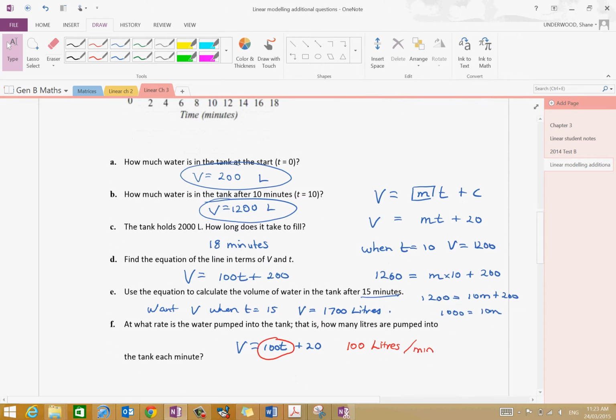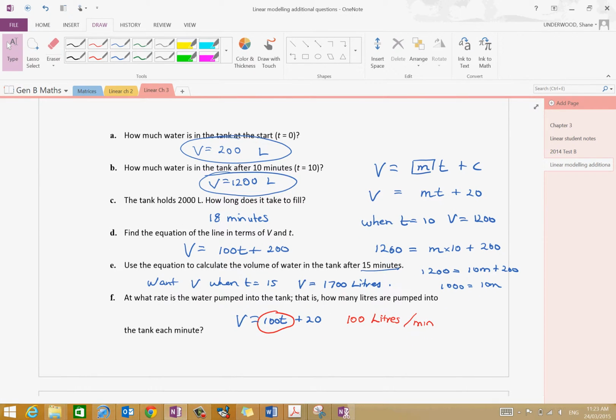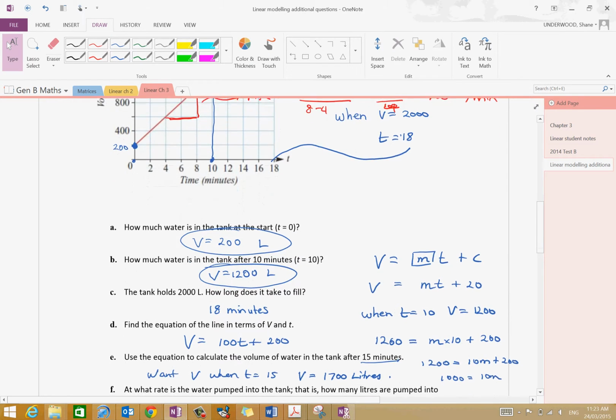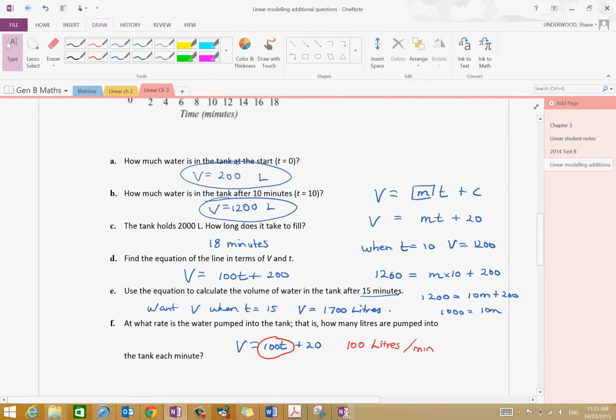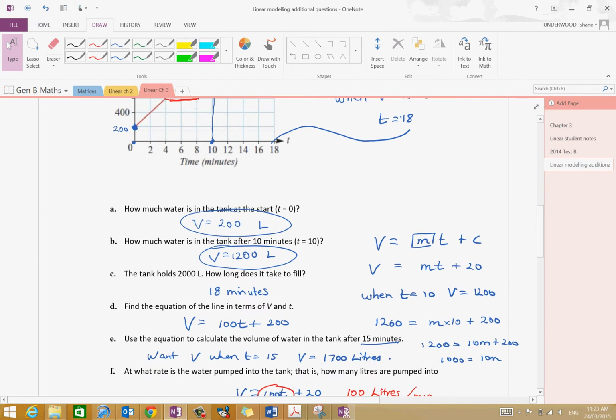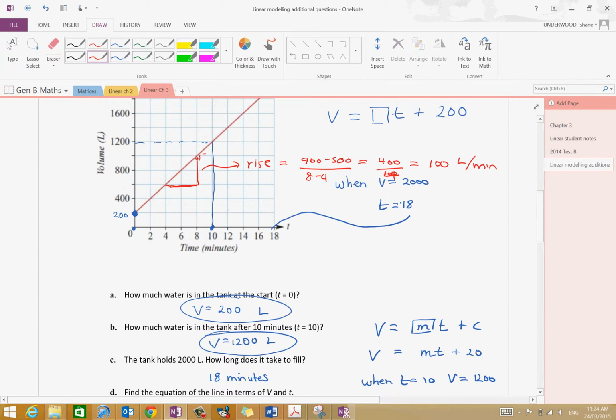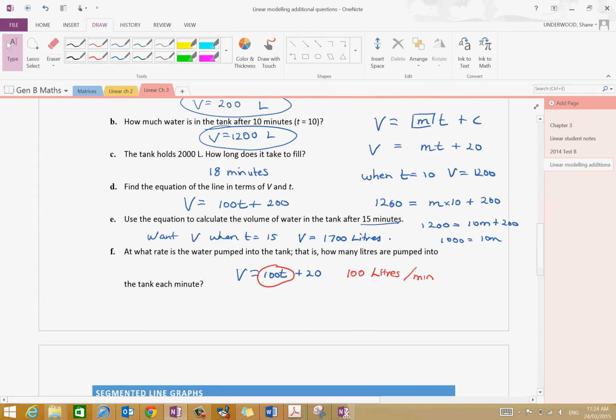All right, so hopefully so far so good. What do you mean? When T was 8, volume was 1,000 litres. Yes, that's 1,000. But this is also 600. So it's still the same result, isn't it? Yes, you're right. That's still 400 over 4. So thank you, Luke. I was just rushing a bit there.